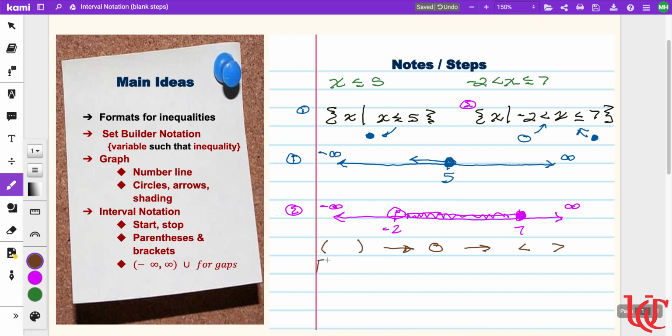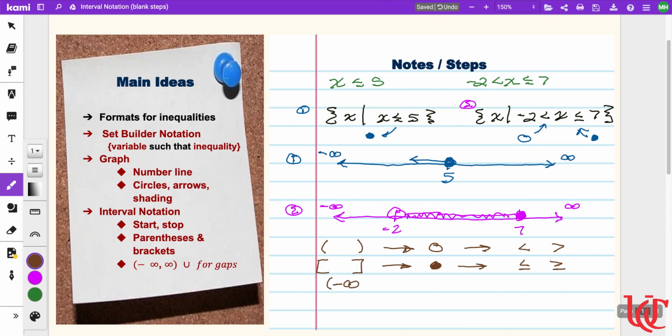We have square brackets in interval notation, and they go with the closed circles. Okay, and they go with the less than or equal tos or the greater than or equal tos. So those are the 2 ways that we're going to always say where we're starting and stopping. We do have a few other quirks with interval notation.